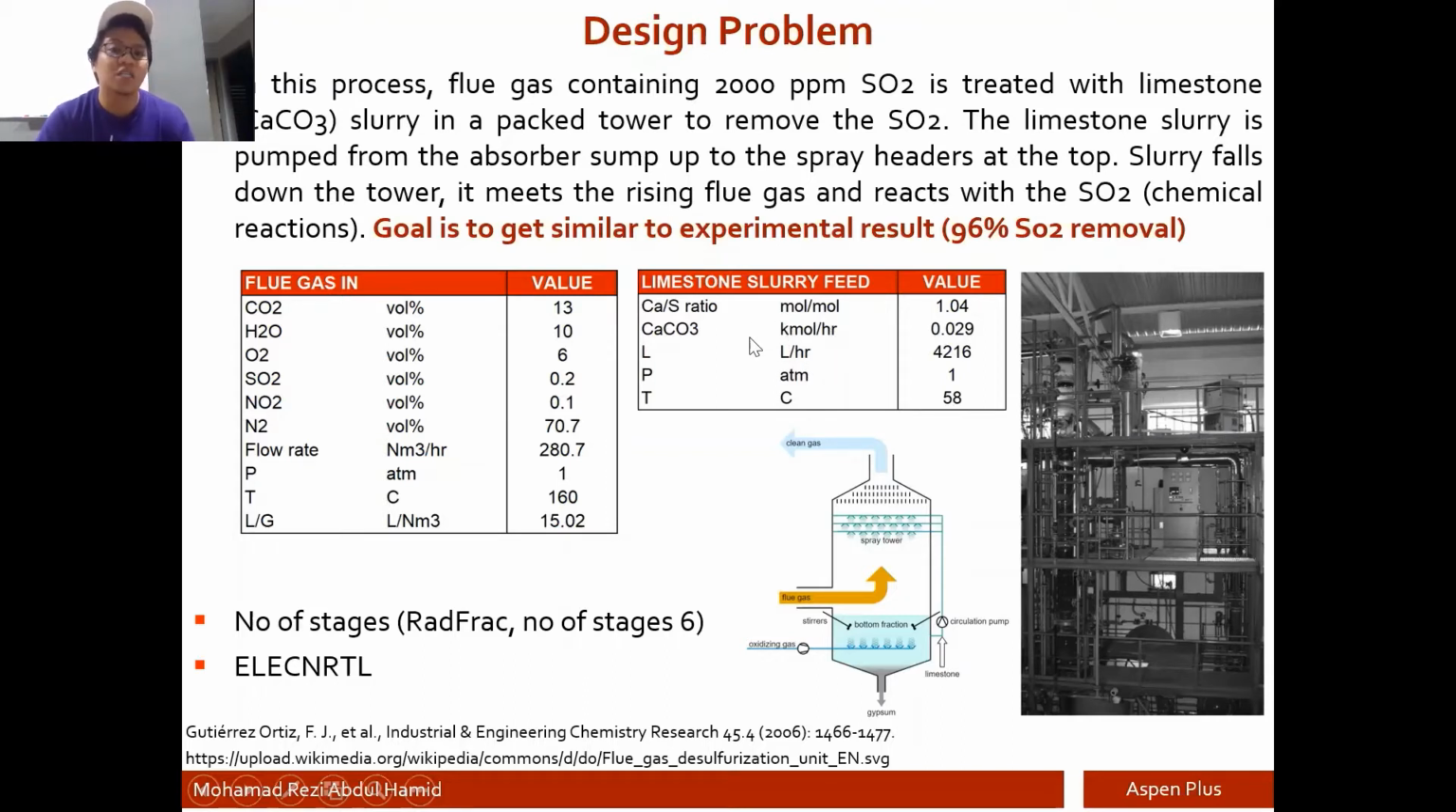by doing a quick calculation, you can calculate that the required calcium carbonate molar flow rate is around 0.029 kilomole per hour. The flow rate of the slurry feed is around 4,216 liter per hour. Pressure 1 atmosphere. Temperature is around 58 degrees Celsius.